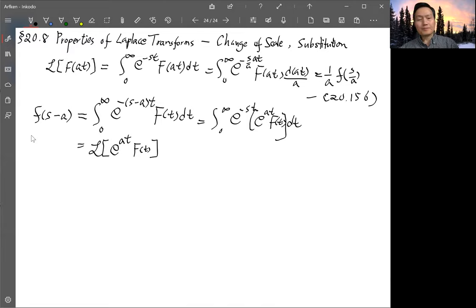Okay, so that is the second property, and this sometimes is quite useful because it allows you to use the original Laplace transform and then get the Laplace transform of that function multiplied by an exponential function. So that sometimes is convenient. As a simple example, if you have a Laplace transform of exponential at times sine kt.